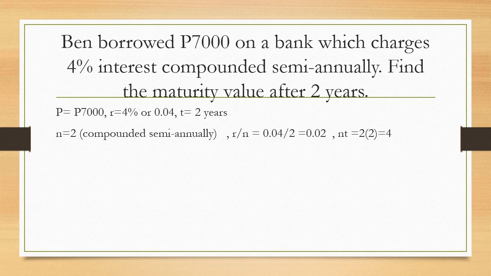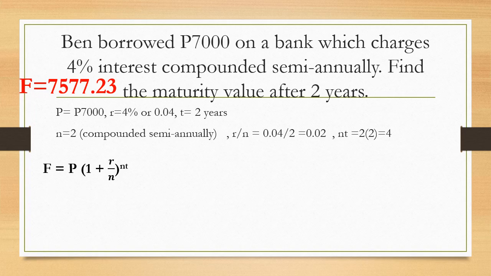Now, let us try to solve the previous example using our formula. So, here is our given: 7,000, the principal, 0.04 for the rate, 2 years for time, n is equal to 2 because it is compounded semi-annually, R divided by n is 0.04 divided by 2, or 0.02, and nt is equal to 2 times 2, or 4. Now, you can still remember, our answer for the previous slide is 7,577 and 23 centavos. So, let us now solve that using our formula.